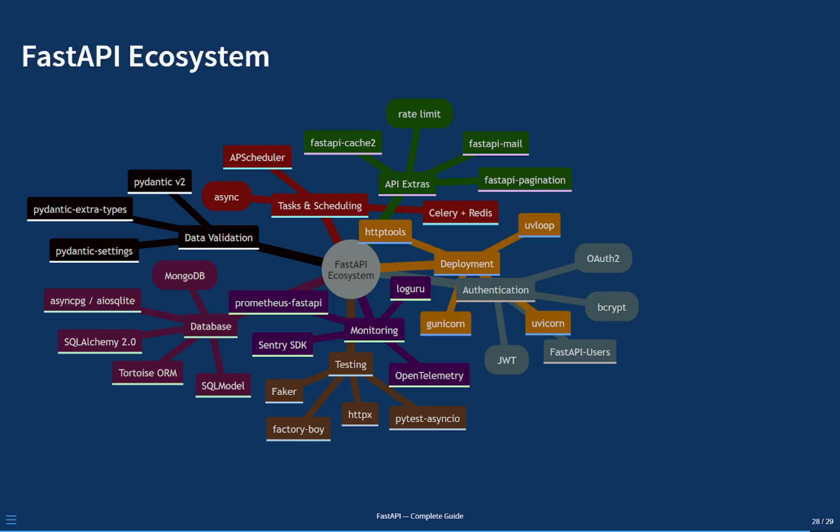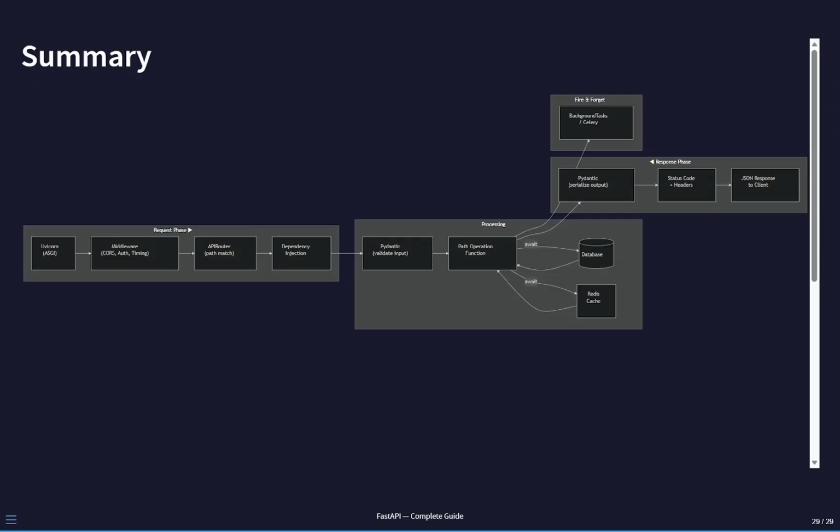Monitoring. Prometheus FastAPI Instrumentator adds metrics endpoints in 3 lines. OpenTelemetry for distributed tracing. Sentry SDK for error tracking. Loguru for beautiful structured logging. Deployment. Uvicorn, Gunicorn, uvloop, httptools. We've covered all of these. API extras. SlowAPI for rate limiting, fastapi-cache2 for response caching, fastapi-pagination for cursor and page-based pagination, FastAPI-Mail for transactional email. Next, let's close with the complete end-to-end picture.